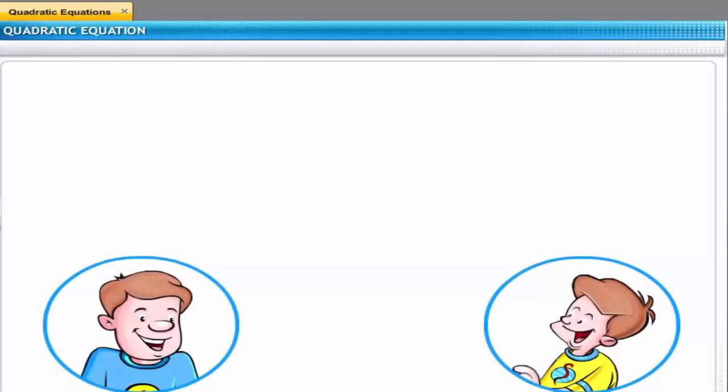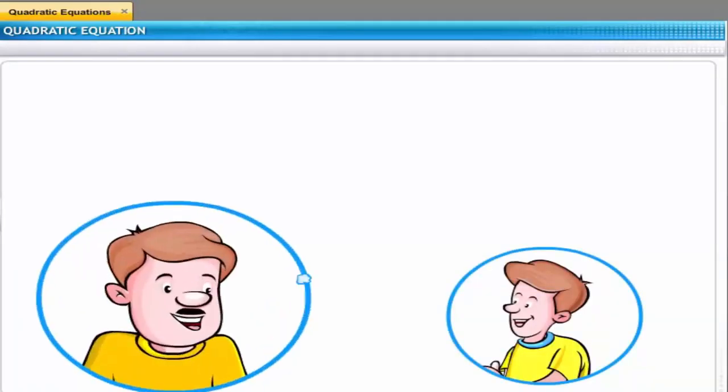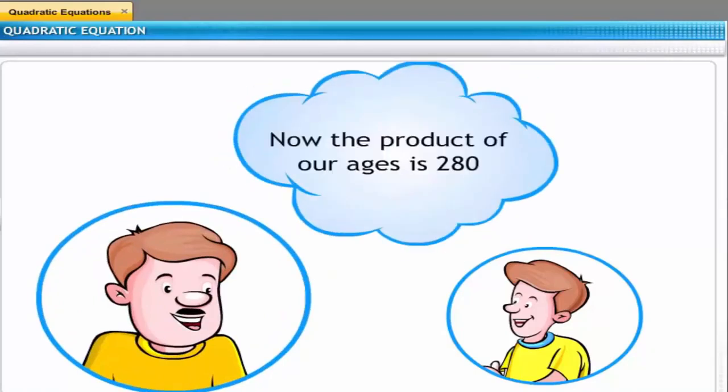Let's begin with a problem. Suppose the difference between the present ages of Tom and Harry is 6 years. 10 years later, the product of their ages will be 280. How old are Tom and Harry now?